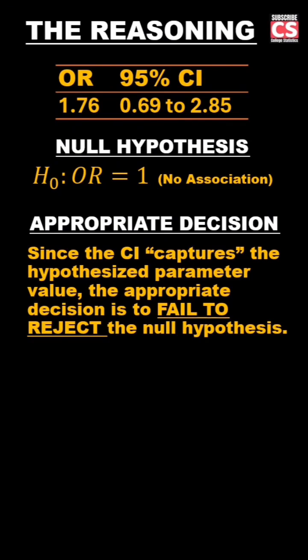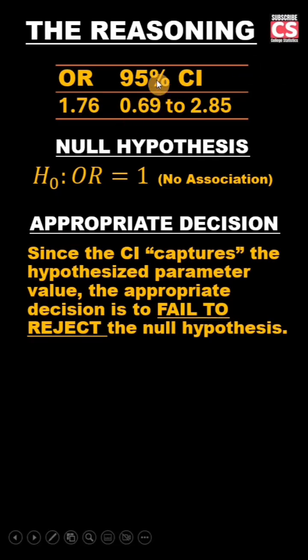Now, another way to look at this is to say the lower bound means there's decreased risk because it's less than 1. The upper bound means there's increased risk, 185% increased risk, to be specific, because this upper bound is greater than 1.